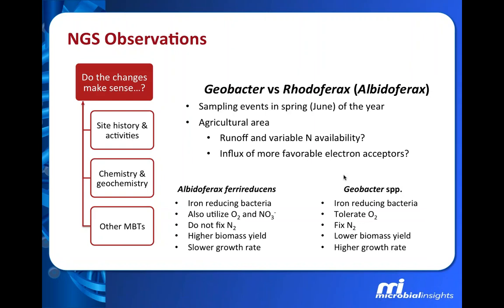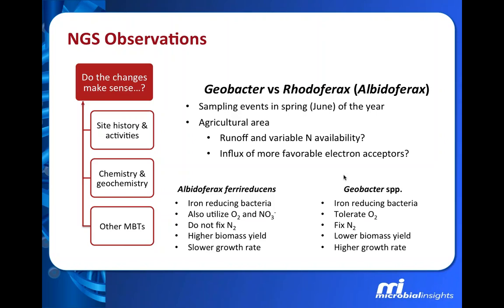Okay, so moving to what I thought was really interesting is what caused this shift during the two recent sampling events from Geobacter being more dominant to the Albidoferax. Again, both were detected in all sampling events. We just saw higher proportions of the Albidoferax in the later events. And there's a lot of factors that come into play, so we need to really dig deep into the site activities and other lines of evidence.